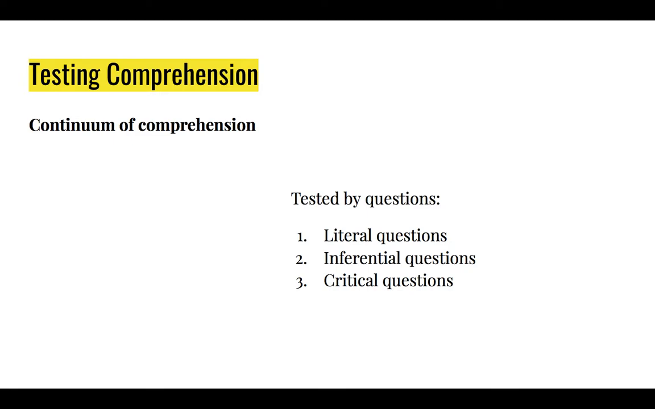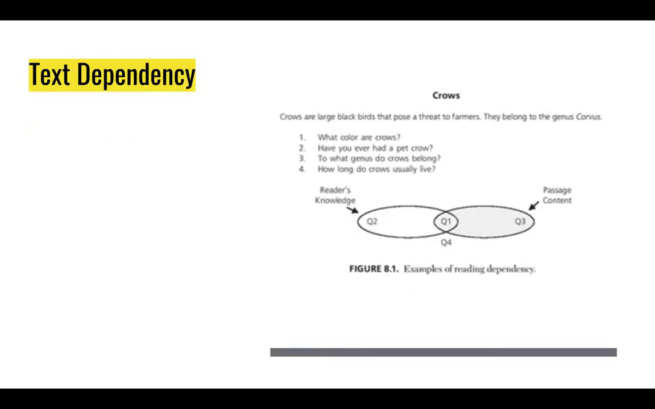Okay. All right, so one of the things we want to think about when we're creating comprehension questions is whether or not we are actually asking text-dependent questions. So here you can see, here's the text. Crows are large black birds that pose a threat to farmers. They belong to the genus Corvus. So the first question, what color are crows? That's text dependent, but the student can also answer knowing their own knowledge of crows.